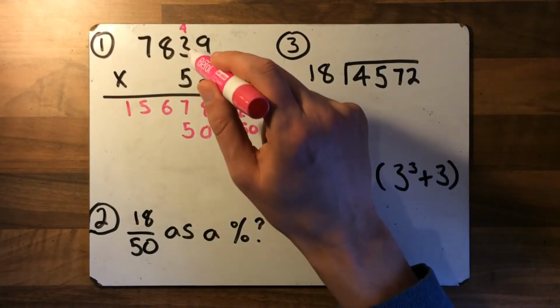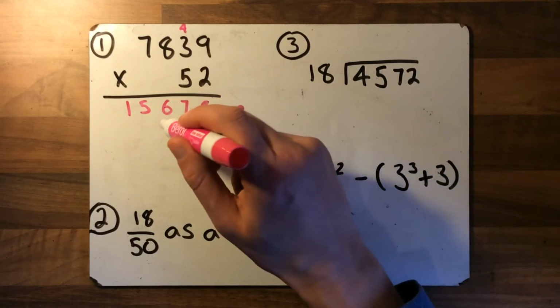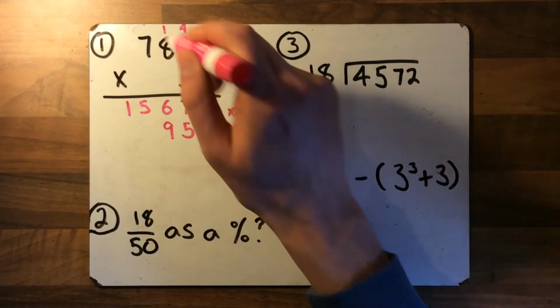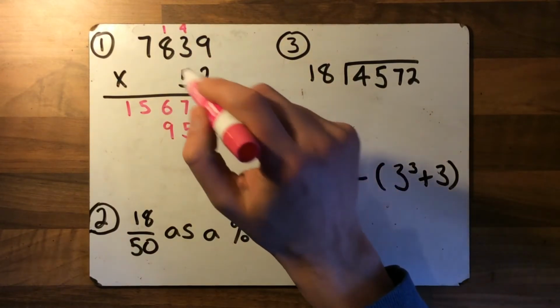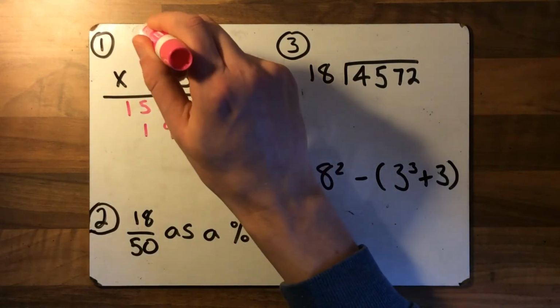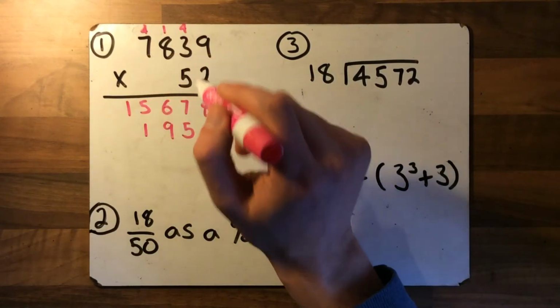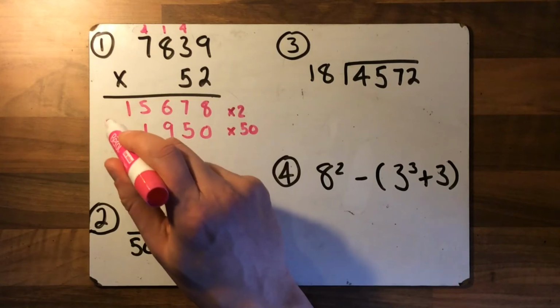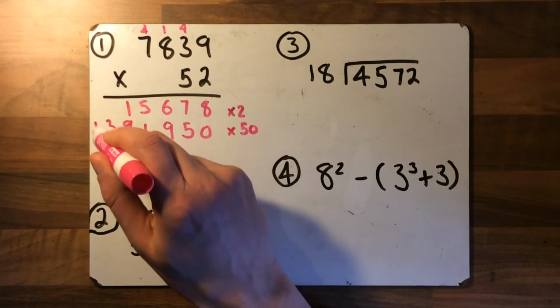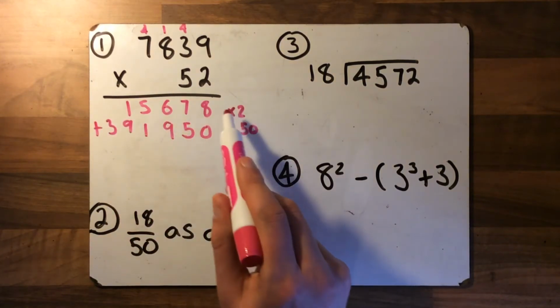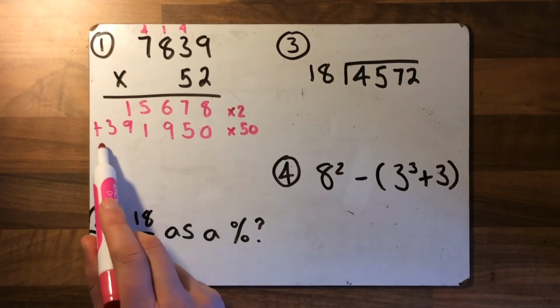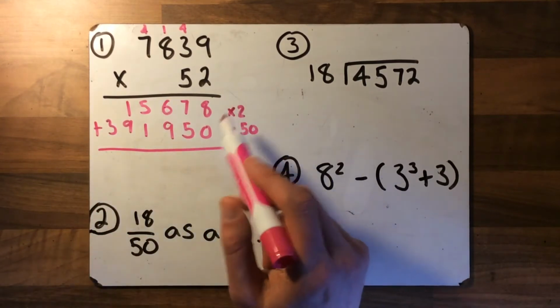5 times 3 is 15, add the 4 is 19. 5 times 8 is 40, add the 1 is 41. 5 times 7 is 35, add the 4 is 39. And now we're going to add them up, because if we add 50 and 2, it equals 52. So let's add these up.